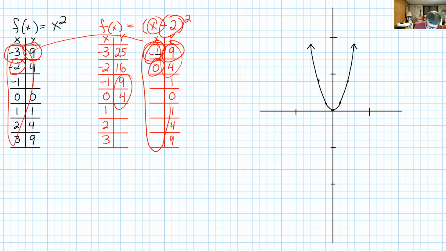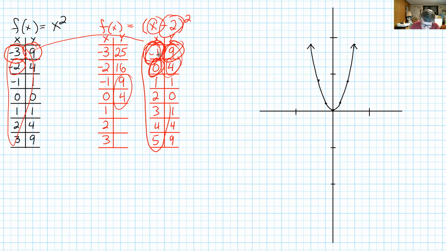So -3 plus 2 is -1. -2 plus 2 is 0. -1 plus 2 is 1. 0 plus 2 is 2. 1 plus 2 is 3. 2 plus 2 is 4. 3 plus 2 is 5. Let's think about this. -1 minus 2 is -3, the quantity squared is 9. 0 minus 2 is -2, the quantity squared is 4. 1 minus 2 is -1, the quantity squared is 1.